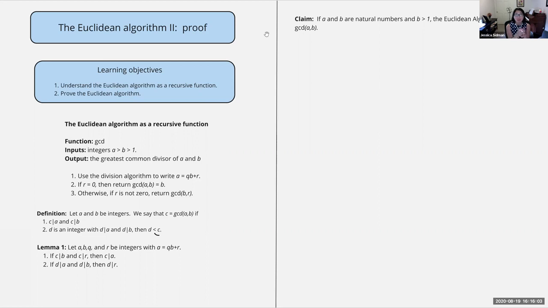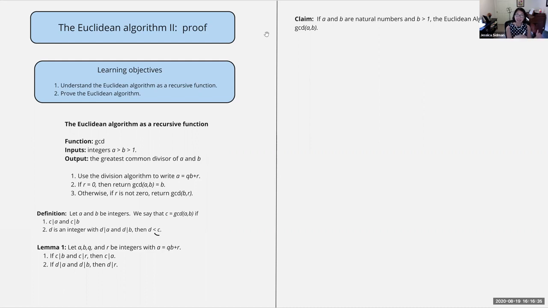All right, what if R is not 0? Otherwise, what we should do is compute the GCD of B and R, promoting B to the new A and R to the new B, and return that. So that's the recursive piece. The GCD function calls itself on what we hope is a smaller instantiation of the problem, and we hope it's getting us someplace. So let's prove that this is correct.